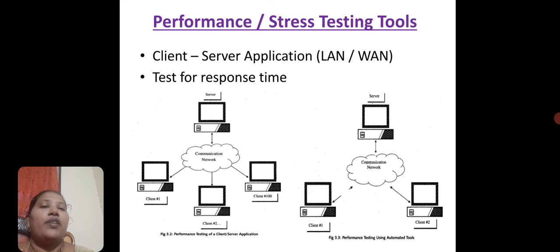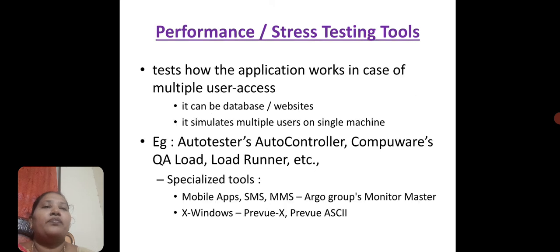So here they have given performance testing of a client server application, or performance testing using automated tools. The client server application means there will be one client and more than one server, to whom that particular client will be requesting, and the server will be satisfying that particular request. If you are using some automated tools, you need that communication network between the client and the server, through which you will be making use of the tools and finishing all your testing parts.